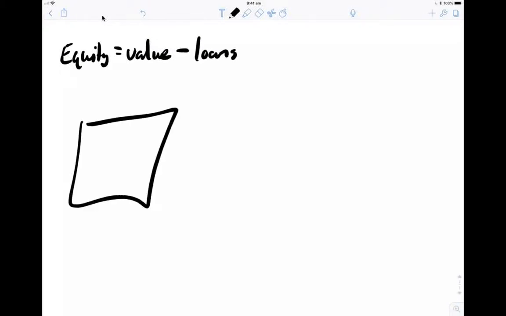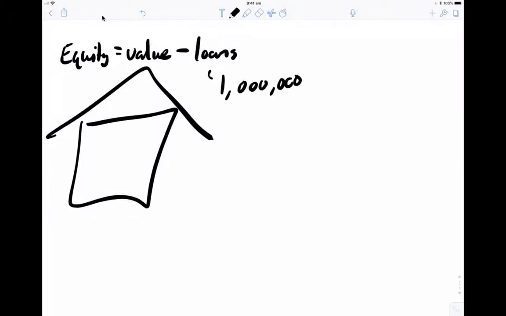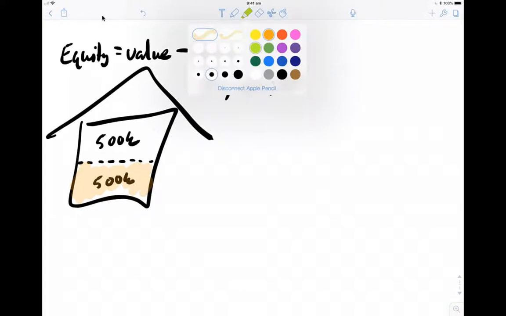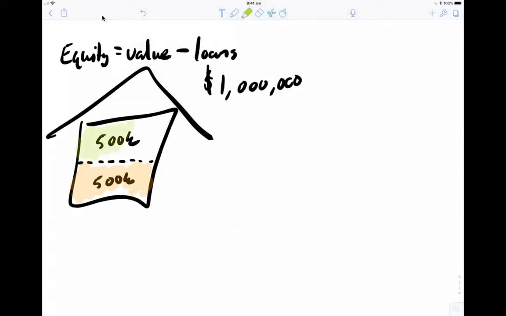So, for example, if we have a property that's worth, let's just say, $1 million, I'm just going to use round figures just so that it's easy. I'm not going to be using a calculator or anything while we're recording. So the value is $1 million, and let's say that there's loans of $500,000 secured against it. The loans are $500K, then the equity is also $500K, because quite simply, it's $1 million less the $500,000 in loans.